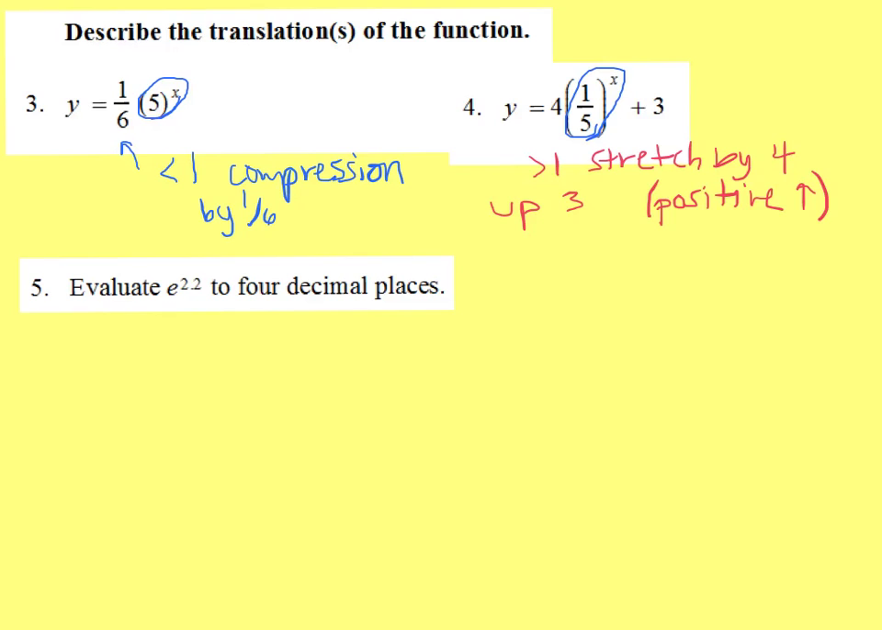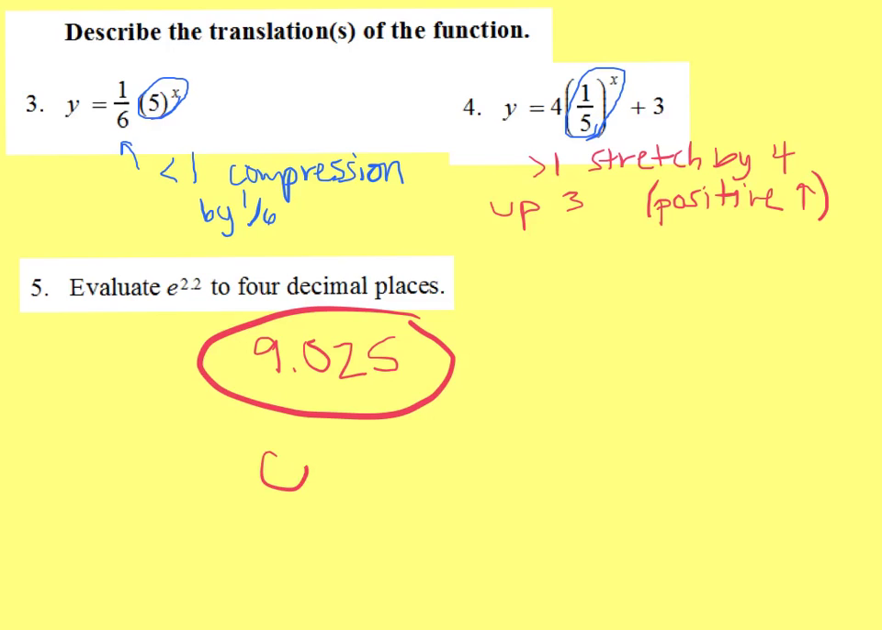The next problem I'm just going to put into my calculator. So we have an E button on our calculator. I type in E to 2.2. Be careful, that's 2.2. And my calculator will spit out 9.025. That's it. It's just my calculator.